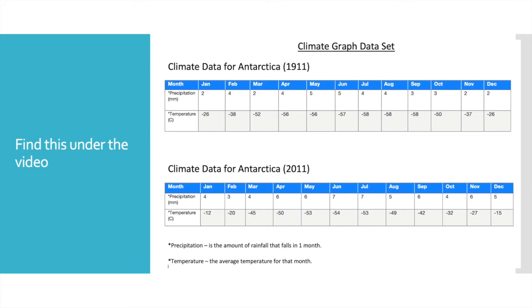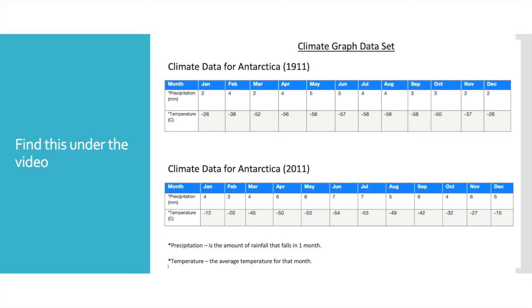We have two different data sets, one from Antarctica 1911 and one from Antarctica 2011. And the importance of this is what we did last lesson, to see the impacts of global warming. And this is where it's going to be put into perspective. It's fantastic. This is going to be really easy for us to compare two different sets of data visually, and it's going to be applicable to what we have just done.